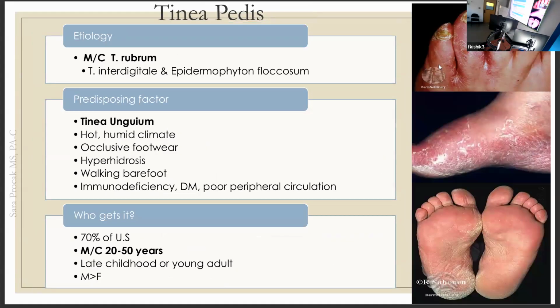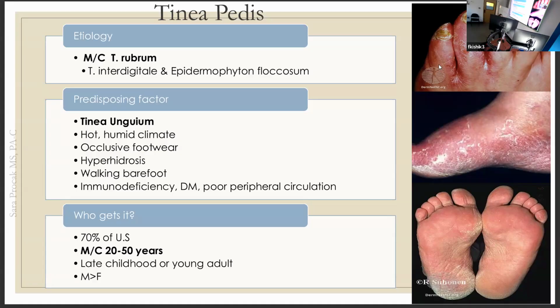Most common etiology, T. rubrum, okay? Now, for predisposing factors, all the same stuff. Just things to keep in mind. You want to tell your patients to avoid occlusive footwear, wear breathable shoes. That's going to help keep airflow again, and hopefully they won't get tinea pedis. Also, try not to walk barefoot, okay? Especially in locker rooms or around pools, because those are good places to pick up this infection.